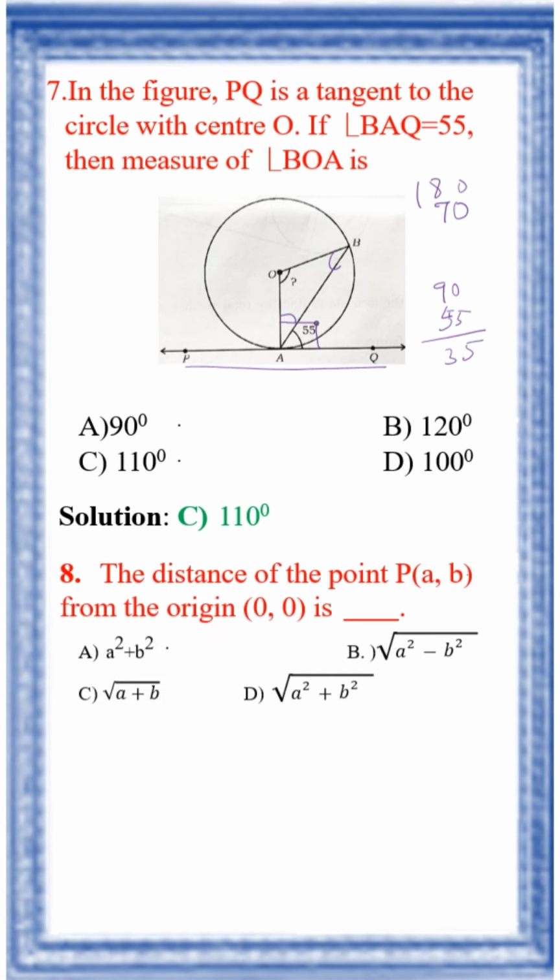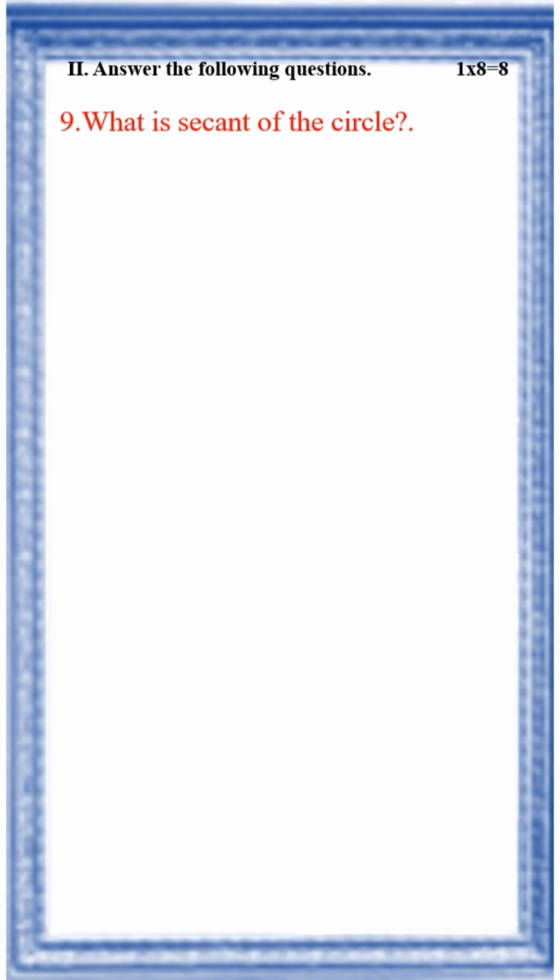Eighth question. Distance of the point P(a, b) from the origin (0, 0) is square root of a square plus b square is correct. Now let us solve the second Roman number. There are 8 questions of 1 mark each.